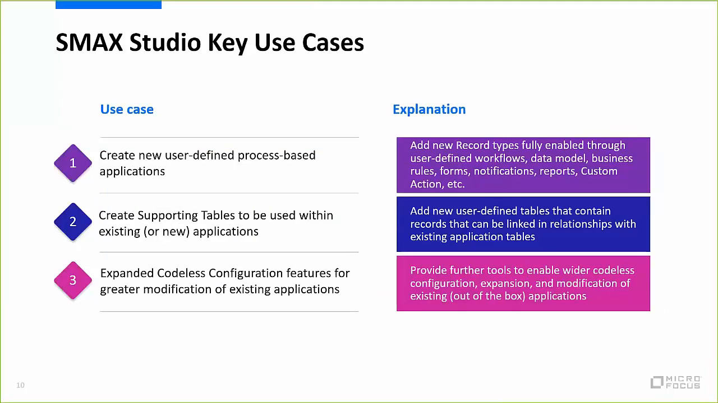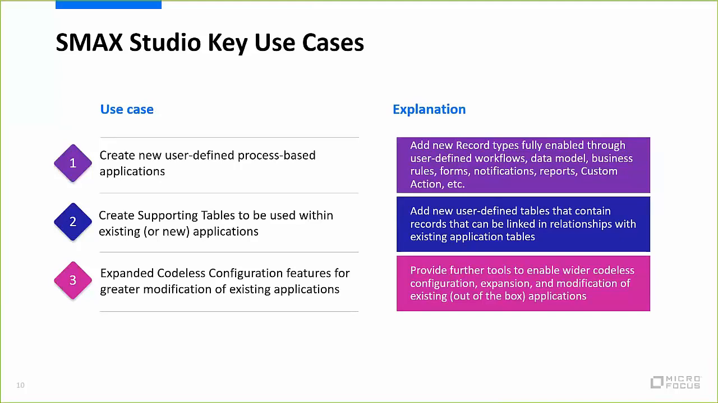So the main use cases we have is to create a new user-defined process-based application. In this case, we add a new record type, fully enabled through user-defined workflow, the data model, the business rules, the notification, and everything. So you start building your application from scratch with all the relevant aspects.